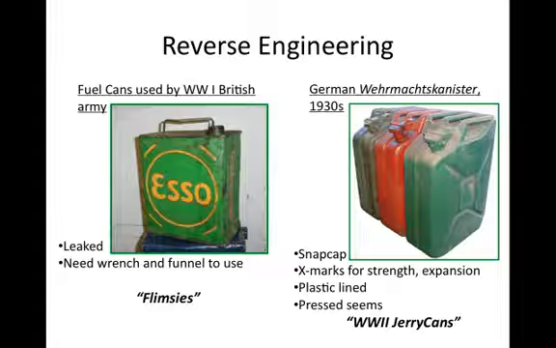There was a snap cap now, so you didn't have to use a wrench and a funnel to get the gas out. There were changes to the way the sides were made, so there's an X on the side, which marks the side for strength, and expansion allowed to hold the gas better, had a plastic liner and pressed seams. So these no longer leaked. In fact, they worked so well that when the British and Americans saw these gas canisters, they kept them and they took them as examples to build ones just like them because they were such an improvement. The term that these gas canisters earned was jerry cans.